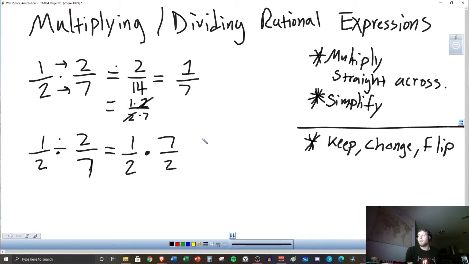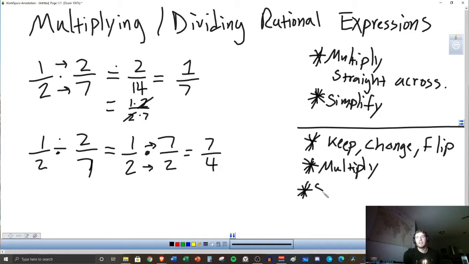So when we go to answer this, we're going to multiply straight across. So now we're going to multiply, which I'm not going to rewrite the steps. So we multiply just like we did up here, multiply straight across. 1 times 7 is 7, 2 times 2 is 4. Can this simplify? Because we would want to if we could.